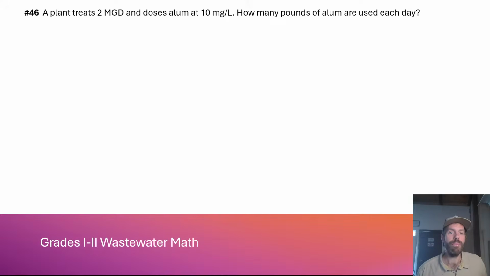A plant treats 2 mgd and doses alum at 10 milligrams per liter. How many pounds of alum are used each day? So before I work this out, alum, chlorine, sodium hypochlorite, frisbees, bricks, you name it. So long as you have mgd, or whatever, million gallons, and a concentration of milligrams per liter, and you're doing it relative to the weight of water, which is 8.34 pounds per gallon, you do the same thing every time for this equation.